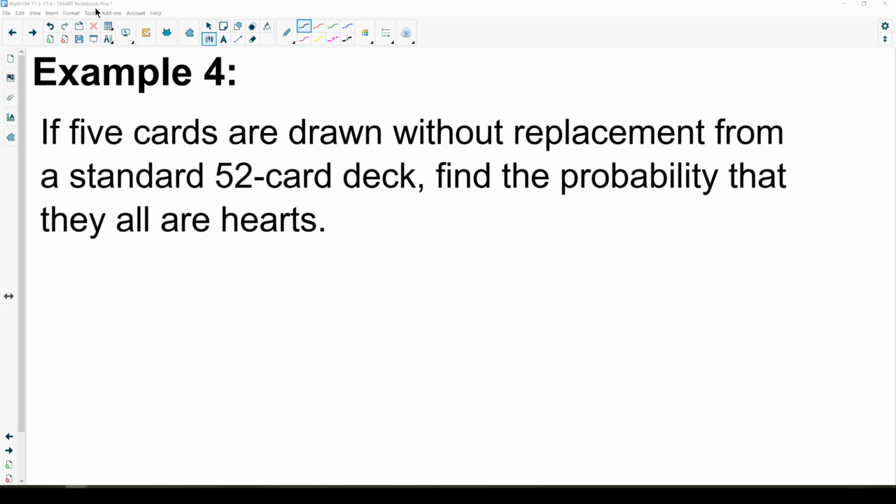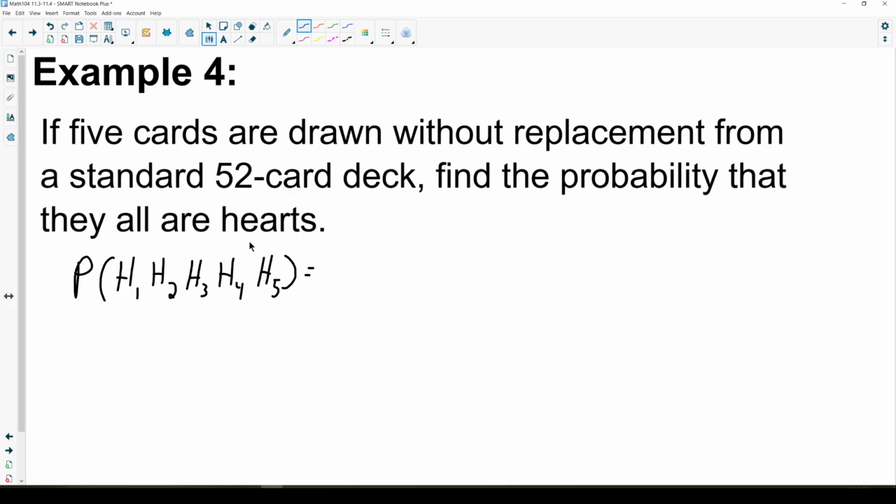So if I'm looking for all those cards to be hearts, well, the first card, I guess we'll write it out first, actually. So we're looking essentially for the probability of a heart for the first pull, a heart for the second pull, a heart for the third pull, a heart for the fourth pull, and a heart for the fifth pull.